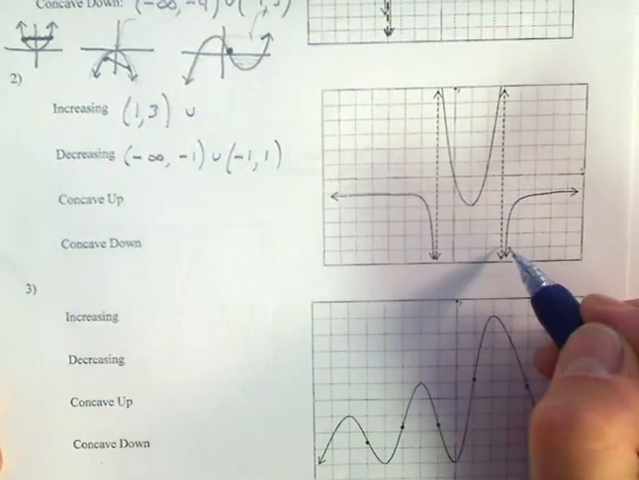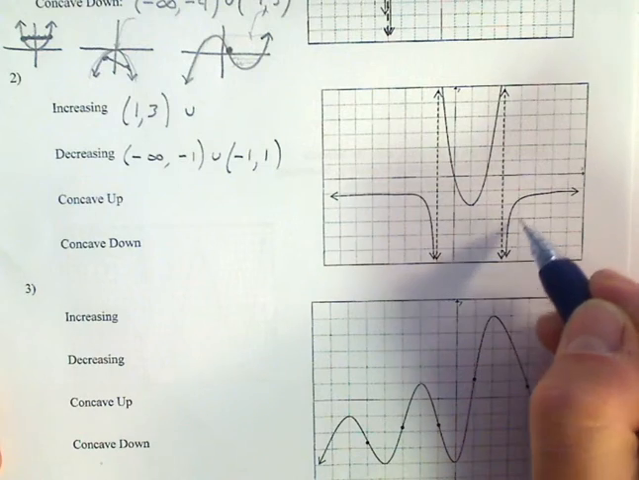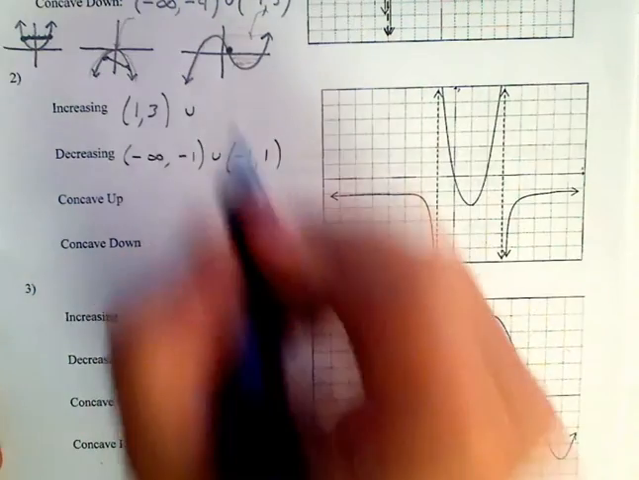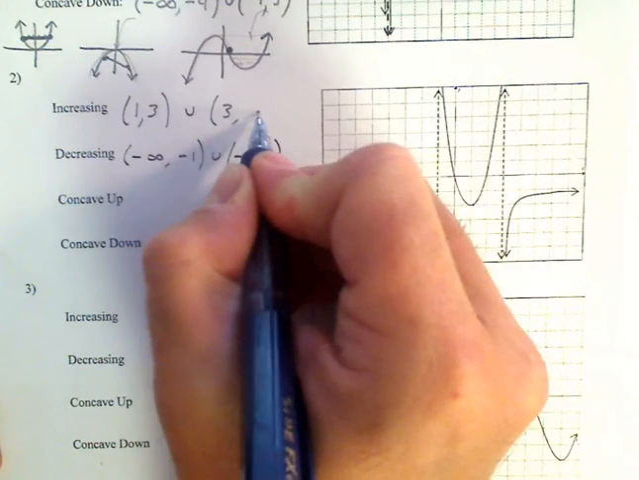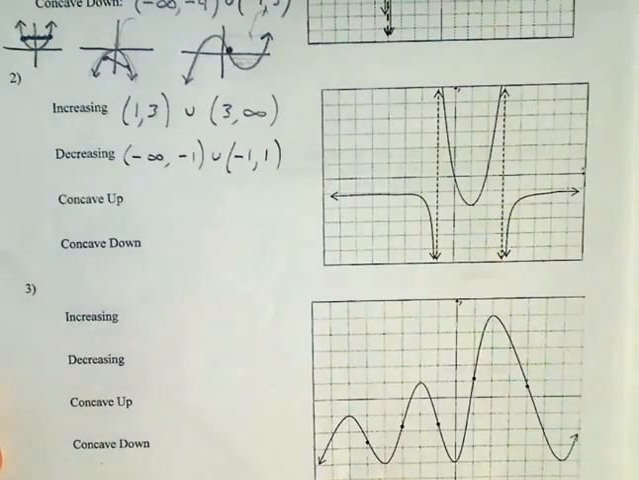And when you get on the other side of this asymptote, what's it doing here? Increasing. So from 3 to infinity.